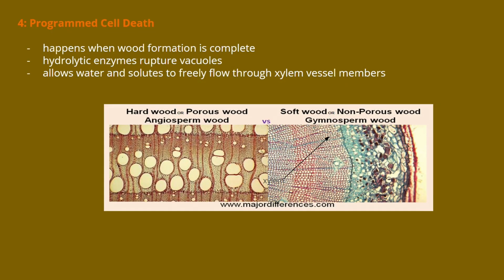When wood formation is almost complete, hydrolytic enzymes are released to induce the rupture of vacuoles in xylem cells, which results in their death. The purpose of this is to get all the cellular machinery out of the way so that water can freely flow through the vessel members, creating new wood.